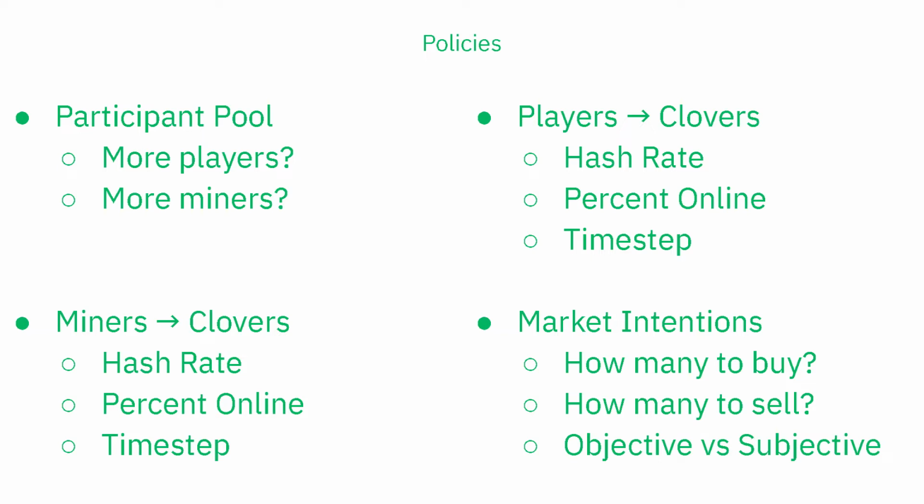Similar policies apply to players. What is their hash rate? What is their percentage online? What is the current time step? And then there's market intentions. This is about how many clovers I should buy as a user, and how many I should sell. This has to do with something we've been calling objective versus subjective value. I'll get into that more in a second.